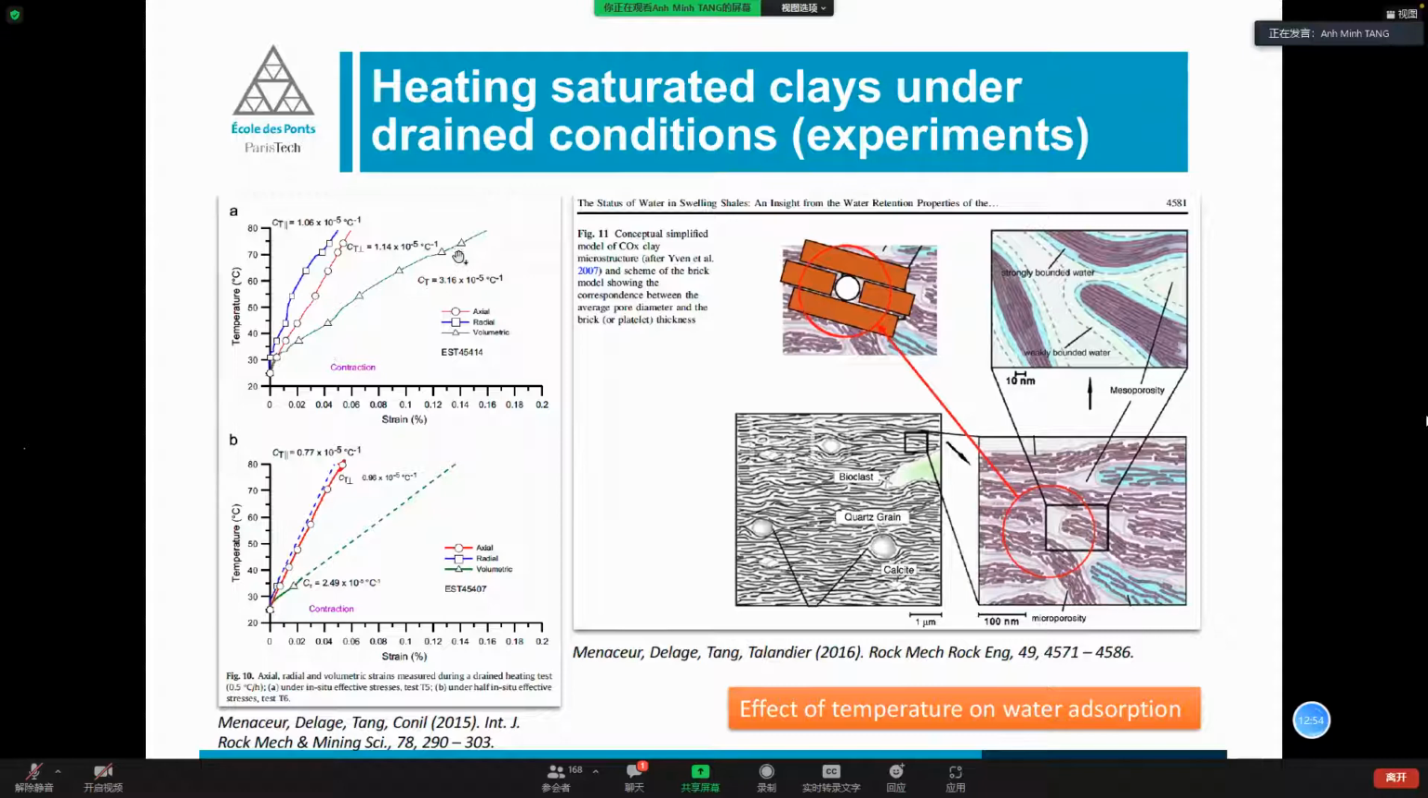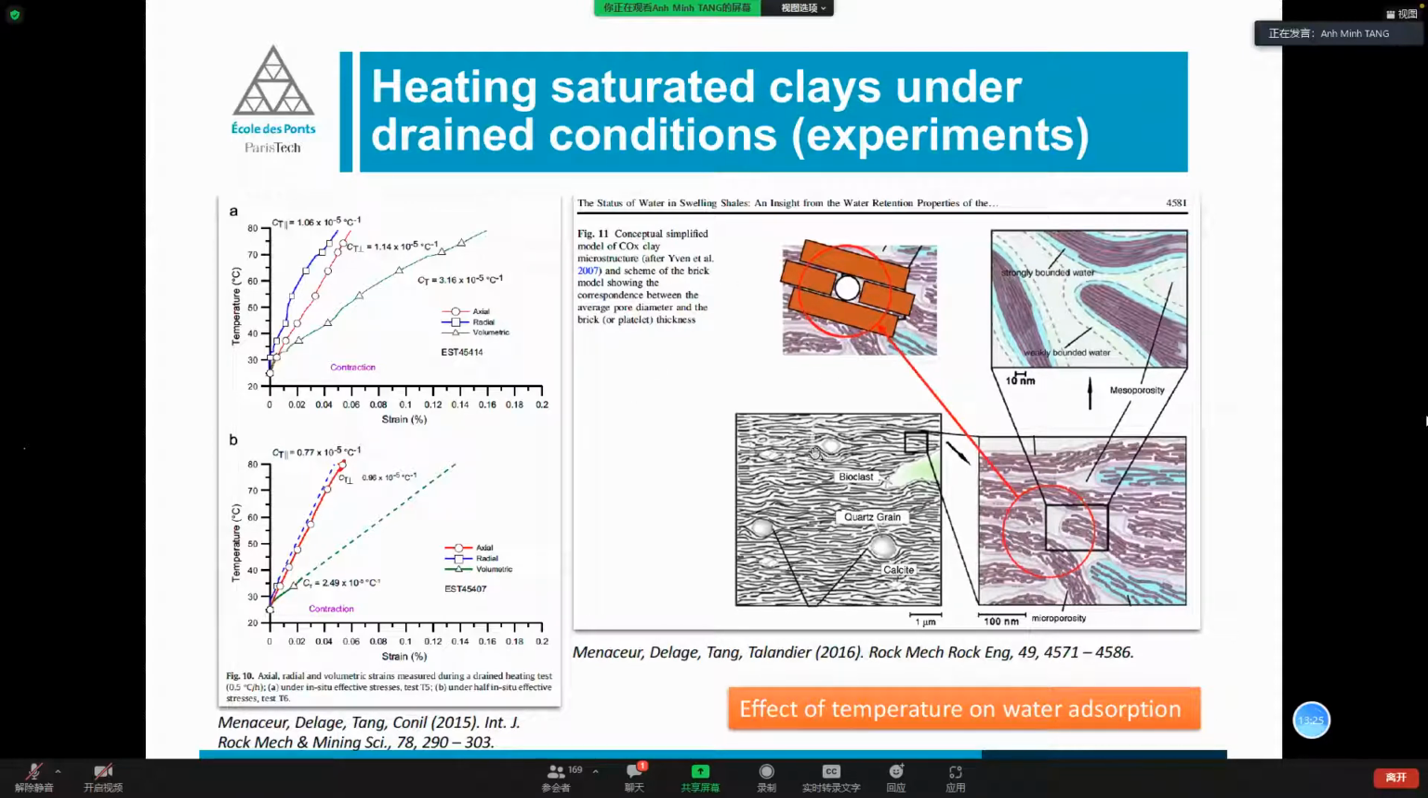When the temperature changes from around 20 up to 80, you induce a contraction in this soil. It was surprising at the beginning because it's rock, and you cannot imagine that when you heat a rock, the material contracts, because normally when you heat a material, you have thermal expansion. But we finally explained this by the fact that this is a claystone.